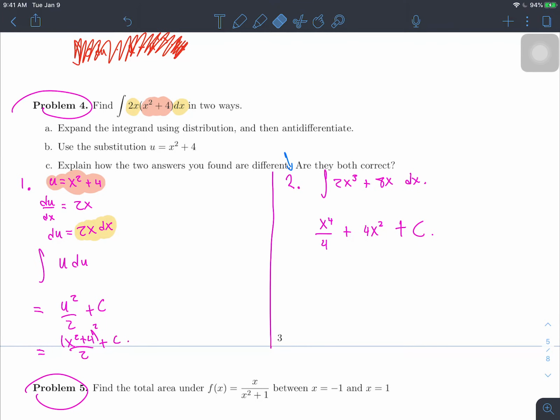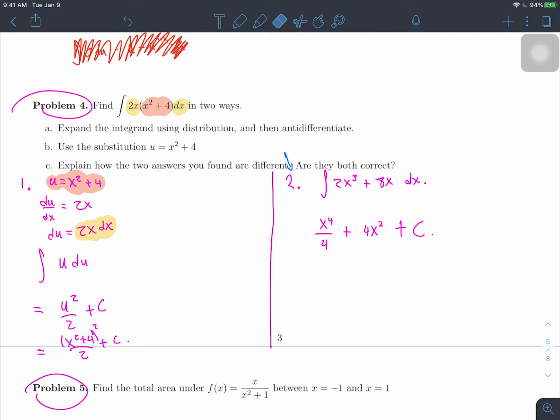Okay, and now we're supposed to explain how the two answers we found are different. Are they both correct? Let's start with, are they both correct? Seeing heads nodding, meaning yes. So yeah, they are both correct. Are they equivalent?